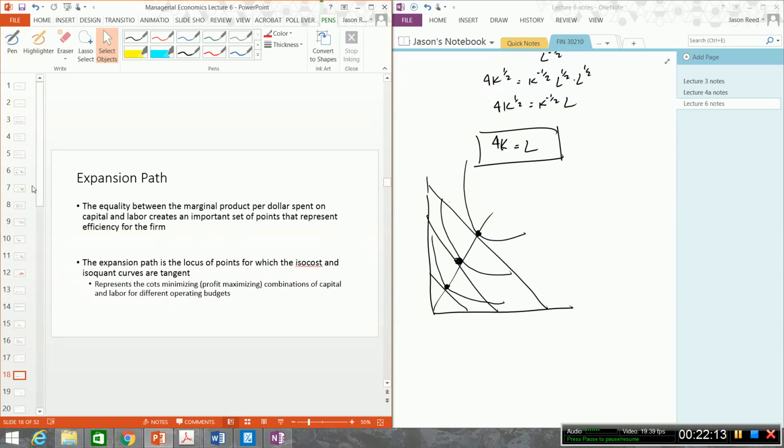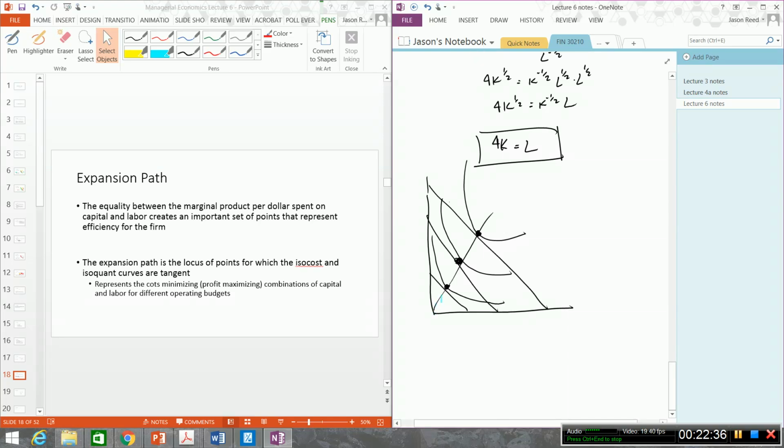So this expansion path is the equality between the marginal product per dollar spent on capital and labor, which creates an important set of points that represent efficiency for the firm. So the expansion path is the locus of points for which the isocost and the isoquant curves are tangent. It represents the cost minimizing, profit maximizing combinations of capital and labor for different operating budgets.